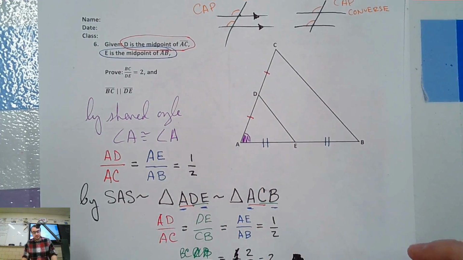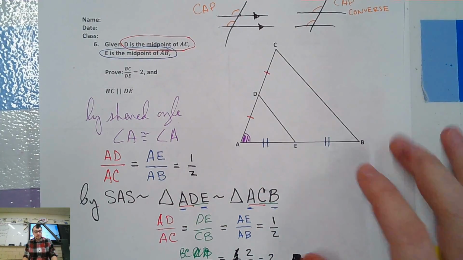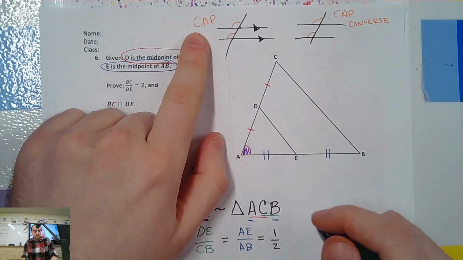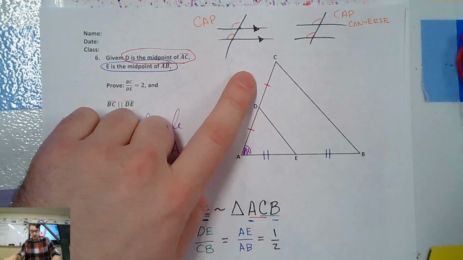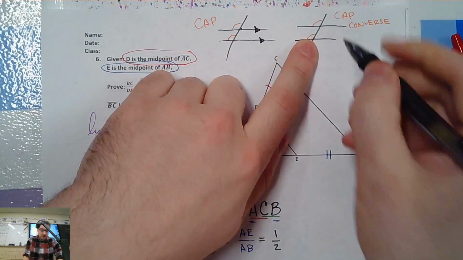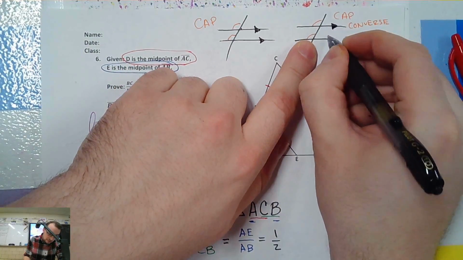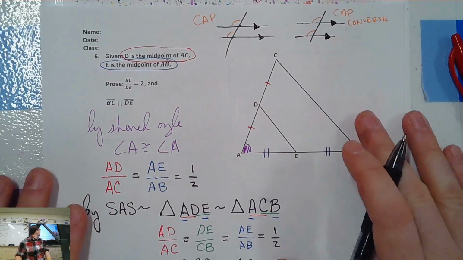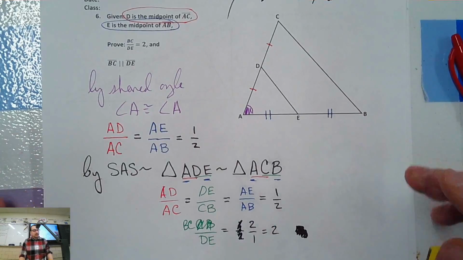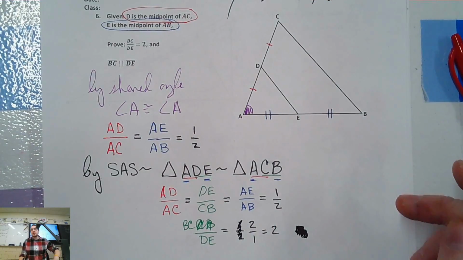Yeah, what's your question? How is CAP converse reversed? Because it looks the same. So CAP says if we have parallels, we get the angles, right? CAP converse says if we have the angles, then these must be parallel. Yeah, it's kind of hard to just look at what I wrote, because it looks the same. It's what order I wrote it in. All right, so if we can get angles, then we can use CAP converse and get parallel.